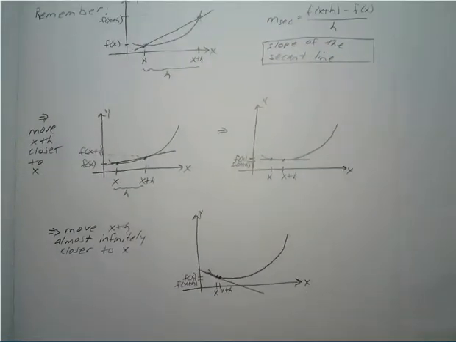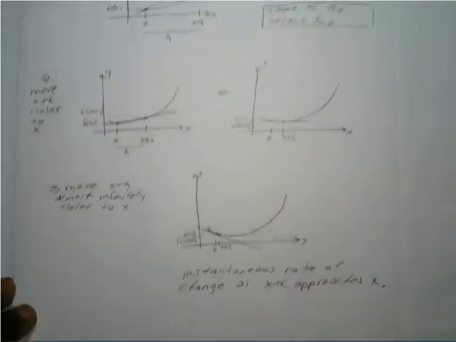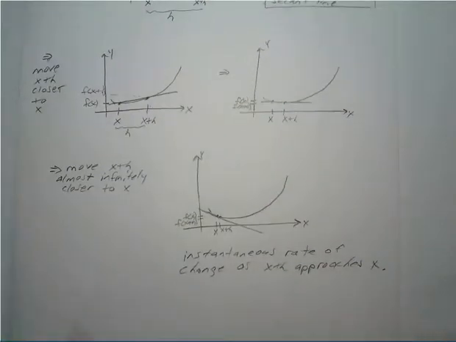As soon as it gets infinitely close, x and x plus h, this is called your instantaneous rate of change as x plus h approaches x. Alright, which leads us to our actual limit definition.